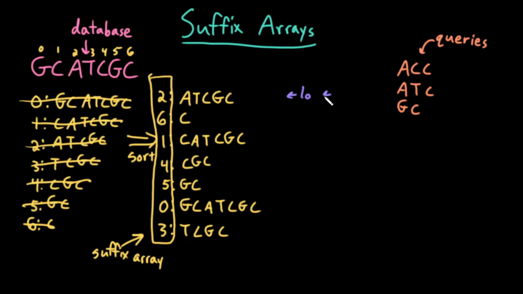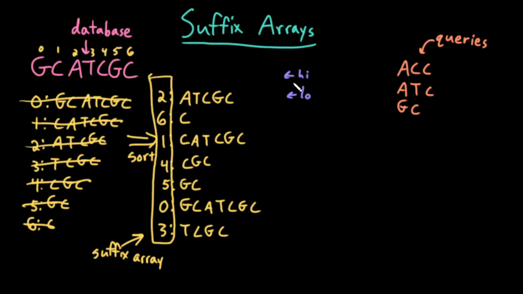So this is also high, and when I compute the midpoint, it's also the midpoint because all three of these are equal. So low is here, high was also set to here. The midpoint is the average of them. They're equal, so the midpoint is also the same thing. ACC is less than this. Therefore, I should recurse up.